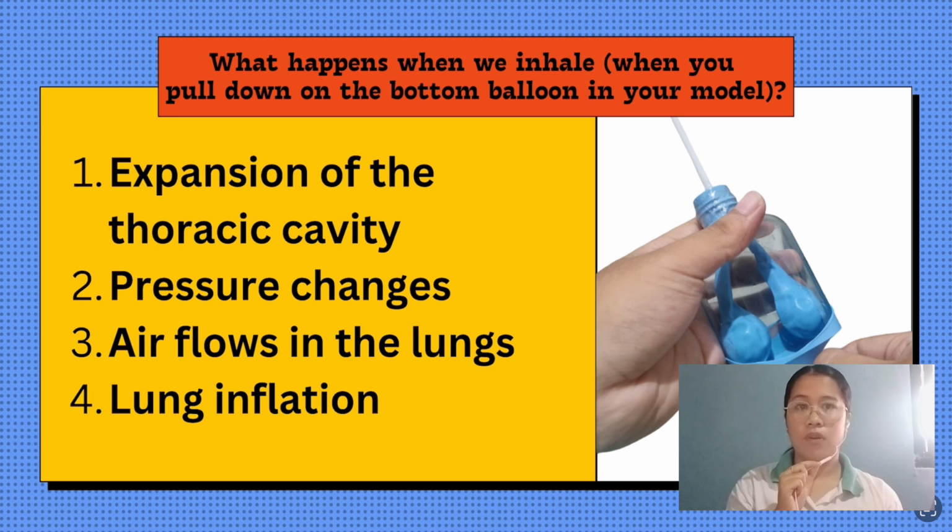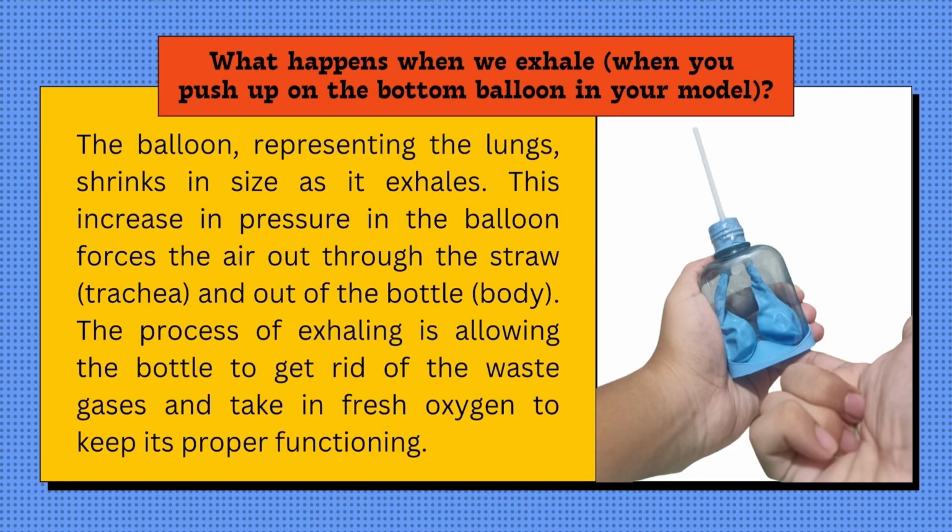Third, airflow into the lungs. Because atmospheric pressure is higher than the pressure inside the lungs, air rushes in through the airways to equalize the pressure. This is what we refer to as inhalation. Next, lung inflation. The balloon represents the lungs, so as air enters, the balloon expands to fill the increased volume. Overall, pulling down on the balloon simulates inhalation by creating a pressure gradient that allows air to flow into the lungs, demonstrating the mechanics of breathing in a simple and visual way.